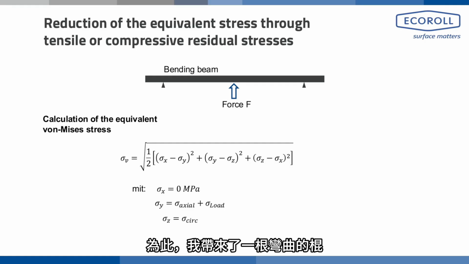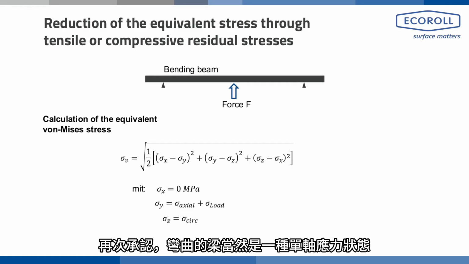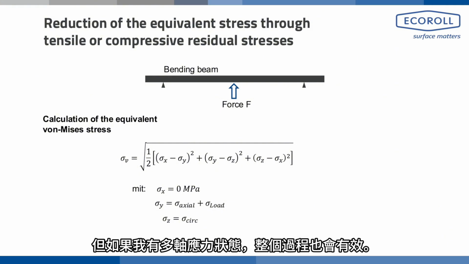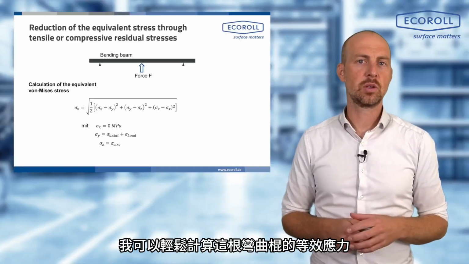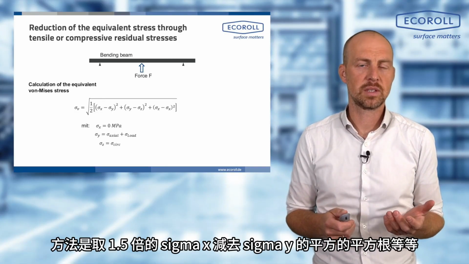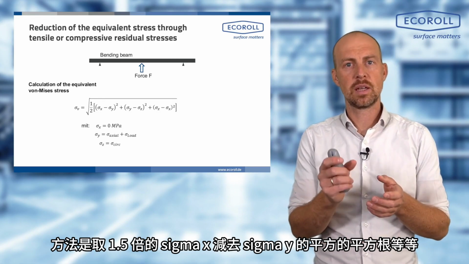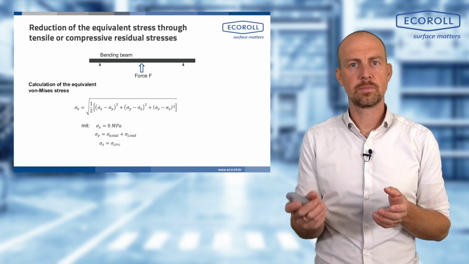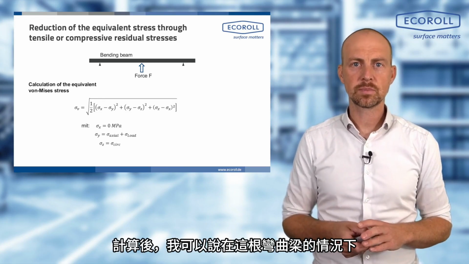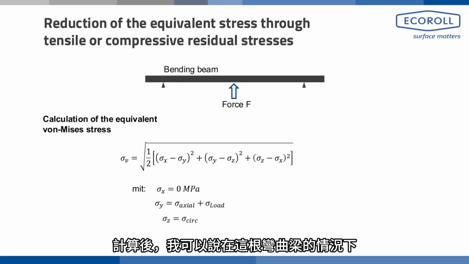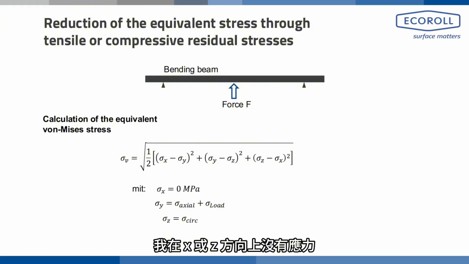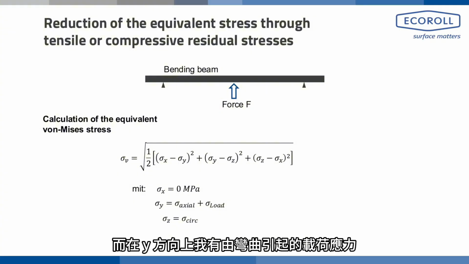I'd like to show that with a small example. For this, I've brought along a bending beam again. Admittedly, the bending beam is of course a uniaxial stress state. But the whole thing would also work if I had a multi-axial stress state. I can easily calculate the equivalent stress for this bending beam by taking the square root of 1.5 times, always sigma x minus sigma y squared, and so on. Calculate. But I can now say that for this bending beam case, I have no stress in the x or z direction. And in the y direction, I have a load-induced stress that results from the bending.